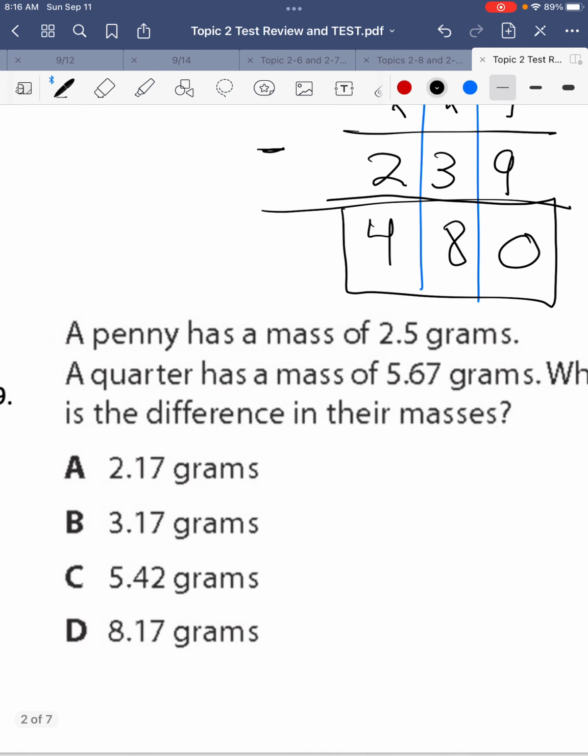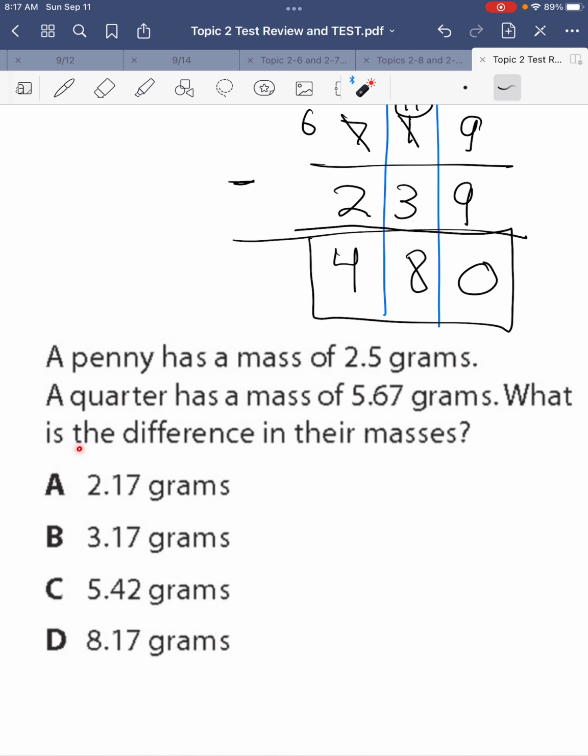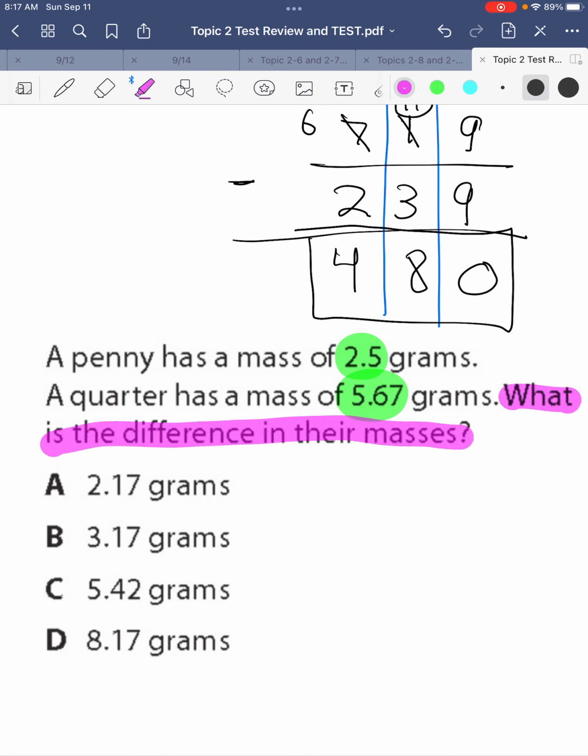Number 9 says, a penny has a mass of 2.5 grams. A quarter has a mass of 5.67 grams. What is the difference in their masses? So circle my number, my decimals for this problem is a 2.5, 5.67. Underline my question, what is the difference in their masses? My key word is difference. Difference tells me I'm going to subtract.